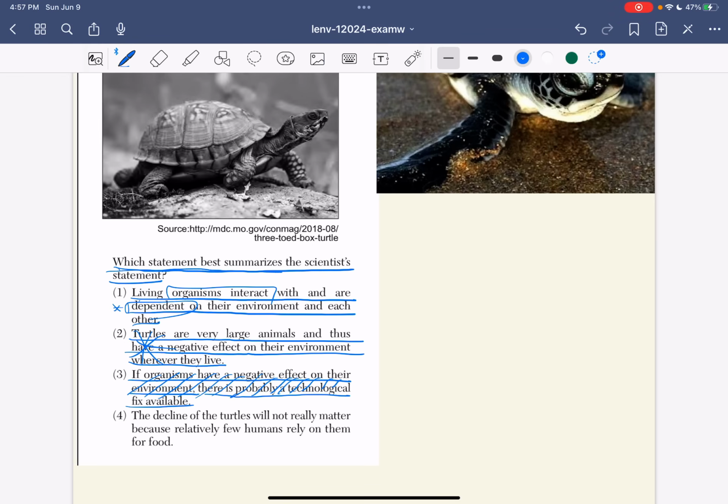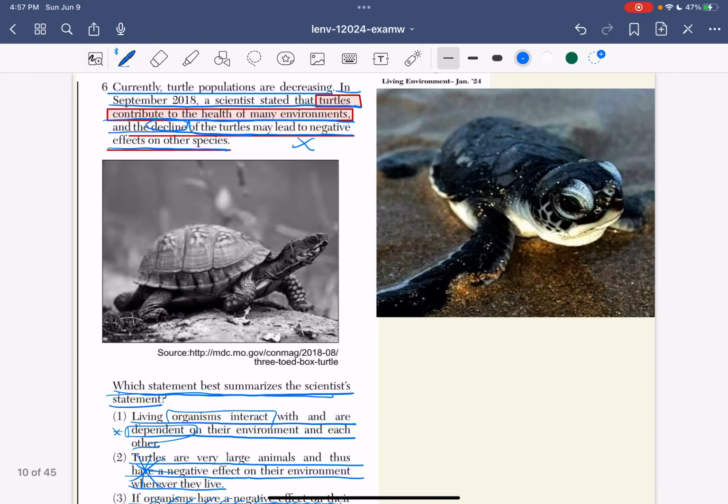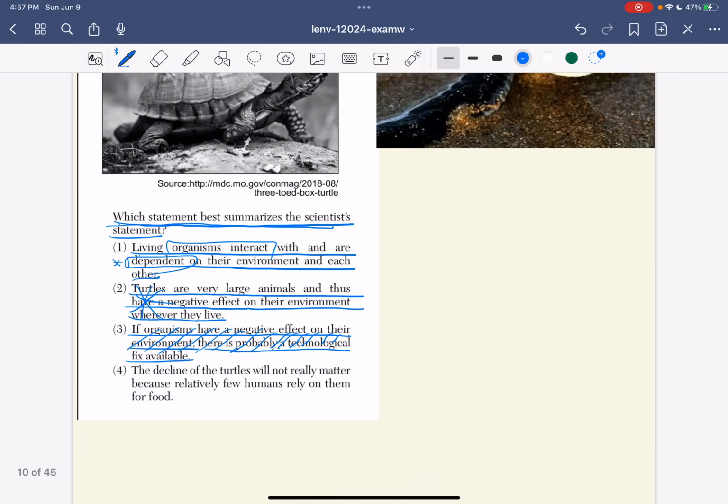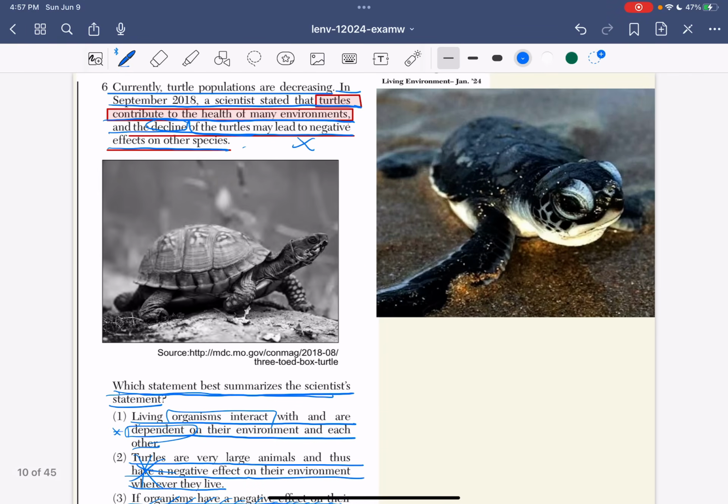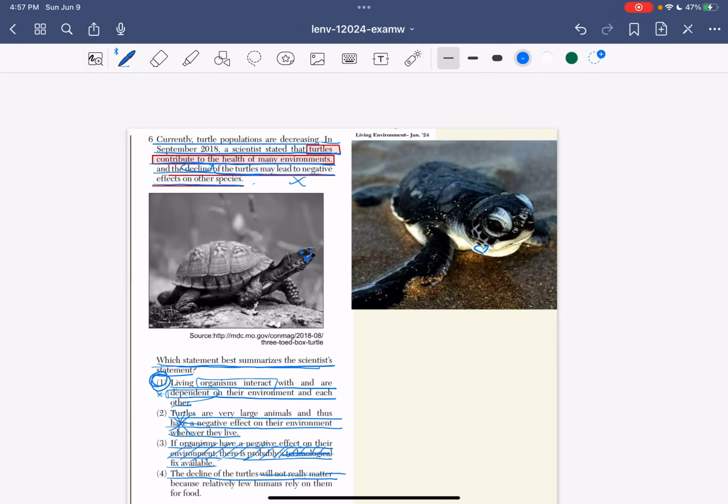Which statement best summarizes what the scientist is saying? So the scientist did not talk about technology. Number 4, the decline of the turtles will not really matter. Of course it'll matter. We just said that if there are turtles living in that ecosystem, that shows the good health of that ecosystem. So the best answer for number 6 is 1. 1 is the best answer.